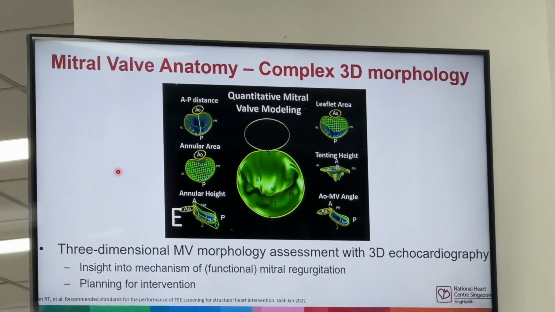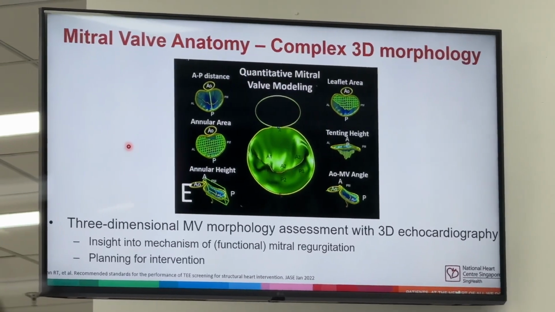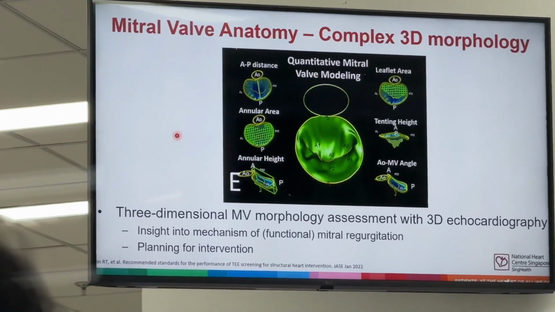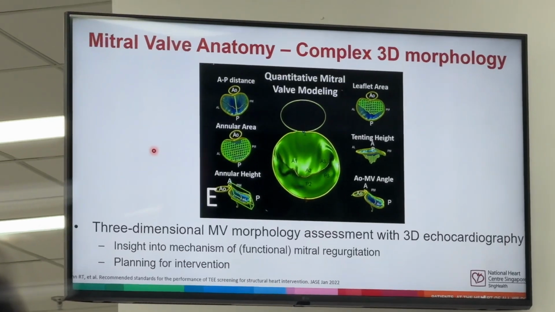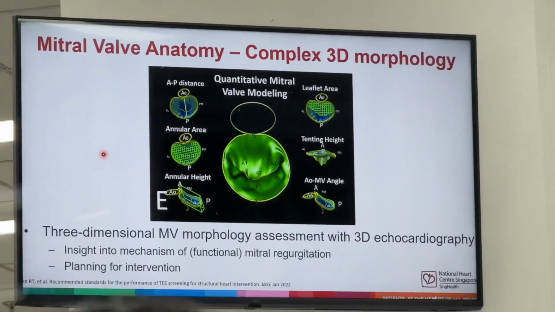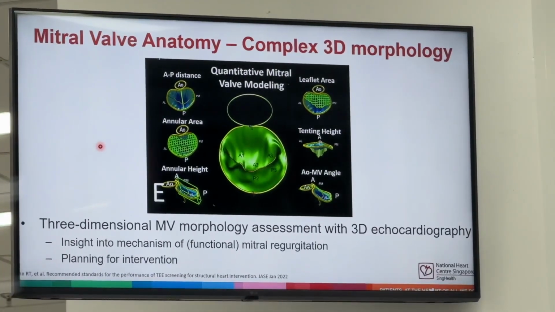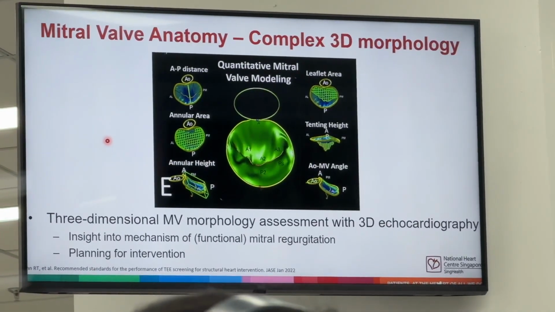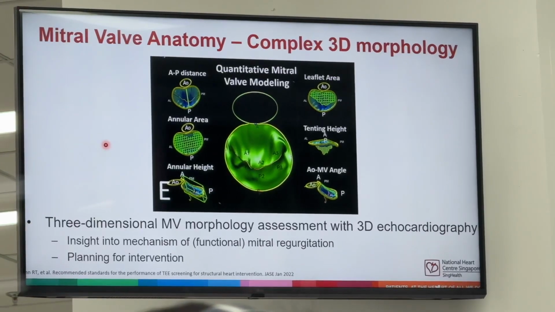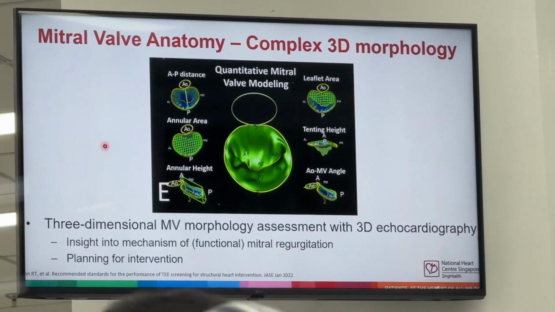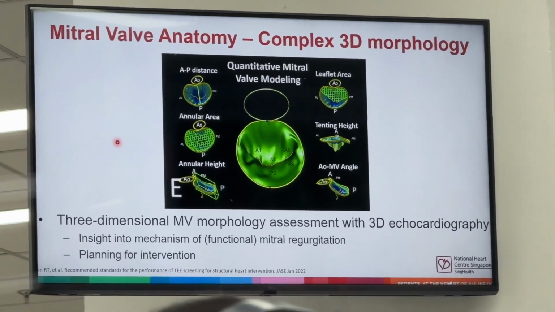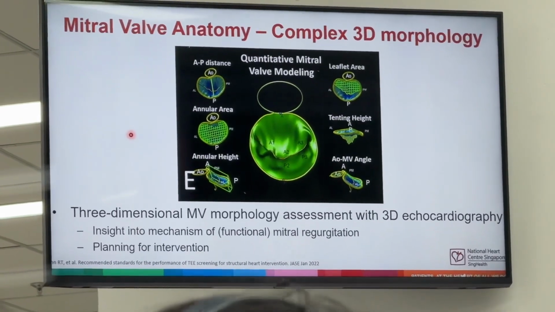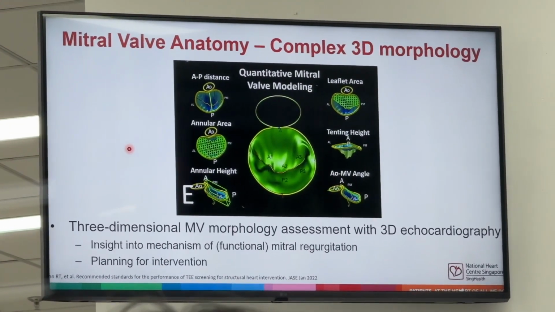Using three-dimensional echocardiography, we can assess the morphology of the mitral valve, which we will have a look at later on. This can provide insight about the mechanism of mitral regurgitation, especially the functional type. And this will also help for intervention, especially transcatheter intervention, but also surgical intervention.